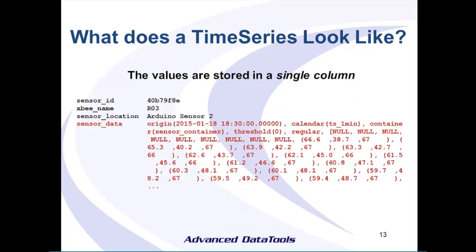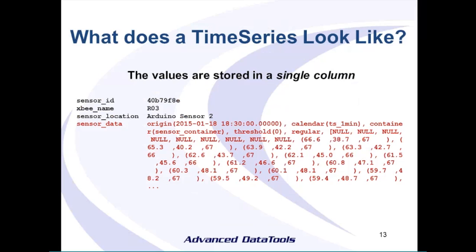We start off with an origin of when this time series started. We've got a calendar, which tells us that we're storing data every 1 minute, the container where it's being stored, some other values, and also it's a regular timestamp. We got some nulls in there which show that there was no data retrieved in these time intervals, and then it's followed by data which is shown in parentheses.